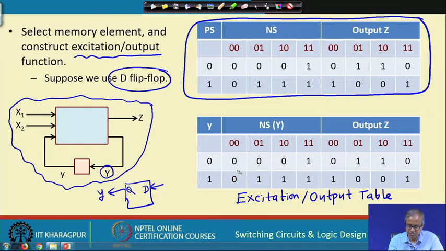So, here actually whatever you are showing here, they indicate the value of D. So, instead of y, see here y, instead of y you can call as if you are applying the D value here. So, whatever is D that you are applying here, they will be the same thing, because this capital Y becomes small y when the clock comes. For a D flip flop same thing happens. So, whatever you are applying to D, that goes inside when the clock comes. Okay. So, you have the excitation and output table like this.